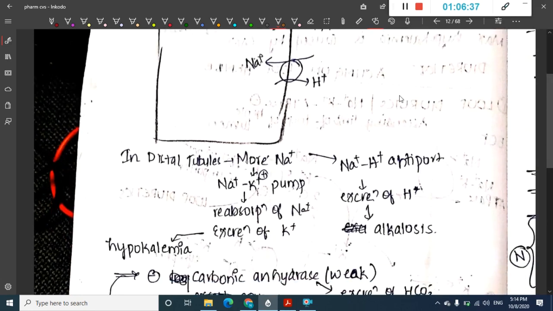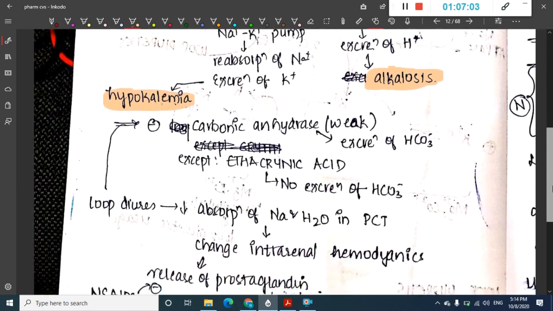Because of excretion of potassium we have the side effect, that is hypokalemia, and because of excretion of hydrogen we get alkalosis. Obviously there is excretion of hydrogen, so in the urine there is more hydrogen. So in our blood what is more? In our blood there is increased bicarbonate, so that causes metabolic alkalosis. Why do we call it metabolic? Because here the kidney is the thing which is involved.